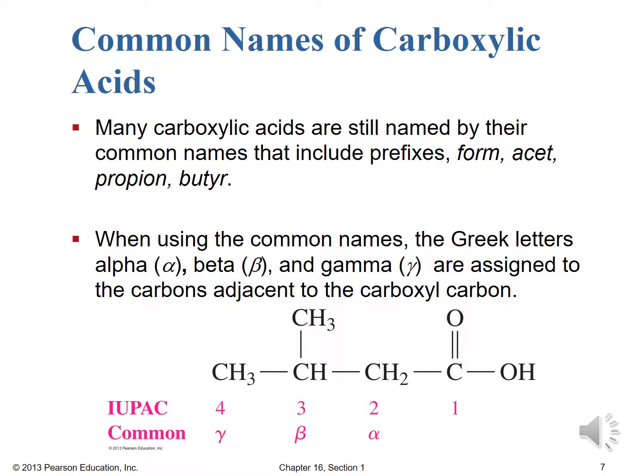When we use these common names, we also will use Greek letters, alpha, beta, gamma, to indicate the carbons adjacent to that carboxyl group. The carboxyl carbon itself, if you're ever really deep into chemistry, you may see referred to as the ipso carbon. It's carbon number 1 in the IUPAC naming scheme. The carbon next to it, carbon 2, is known as the alpha carbon, and then carbon 3 would be beta, carbon 4 would be gamma, so on and so forth.